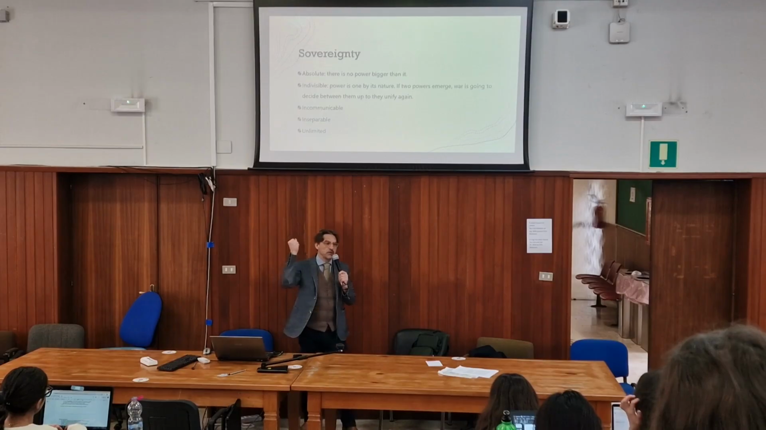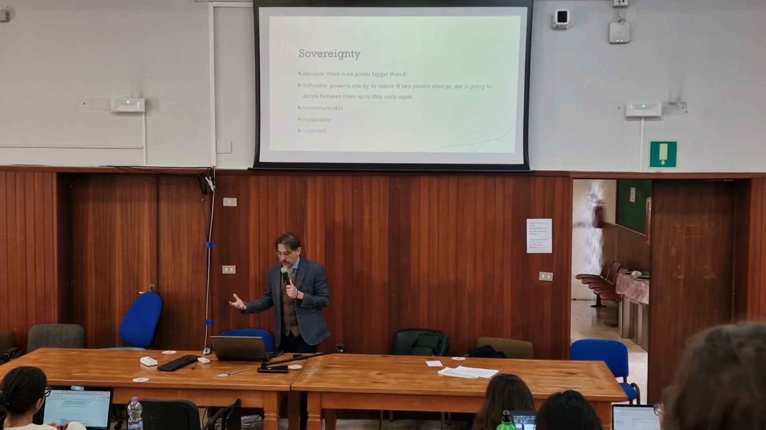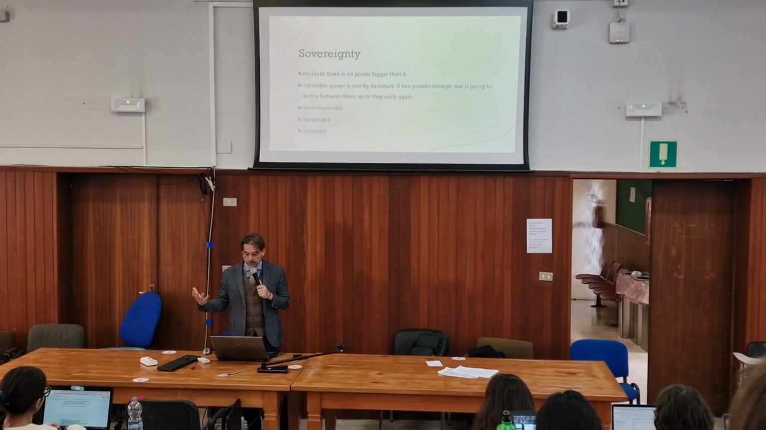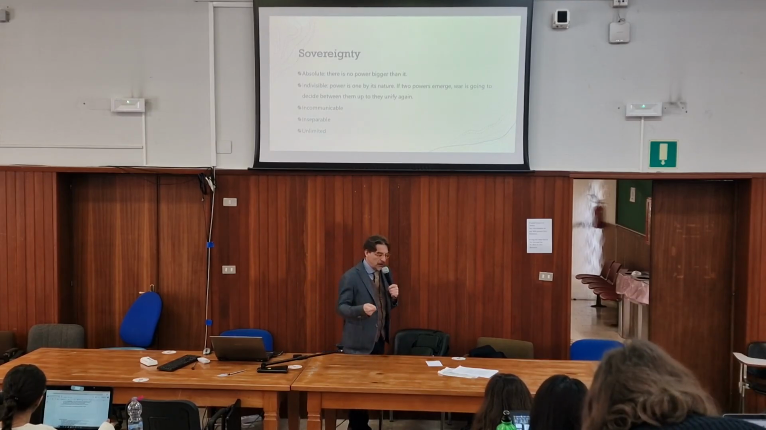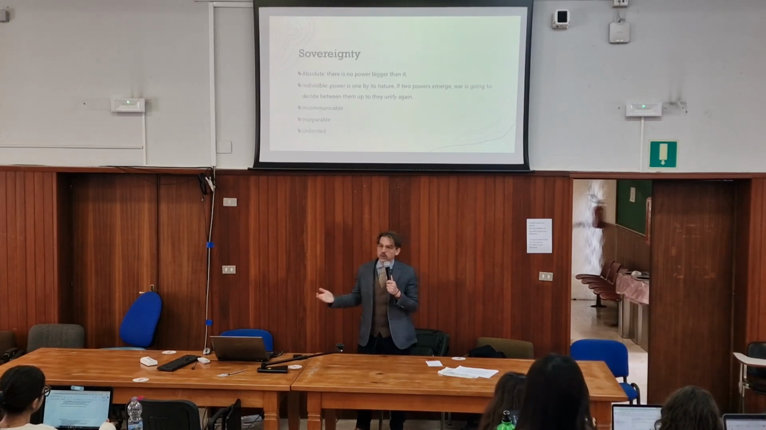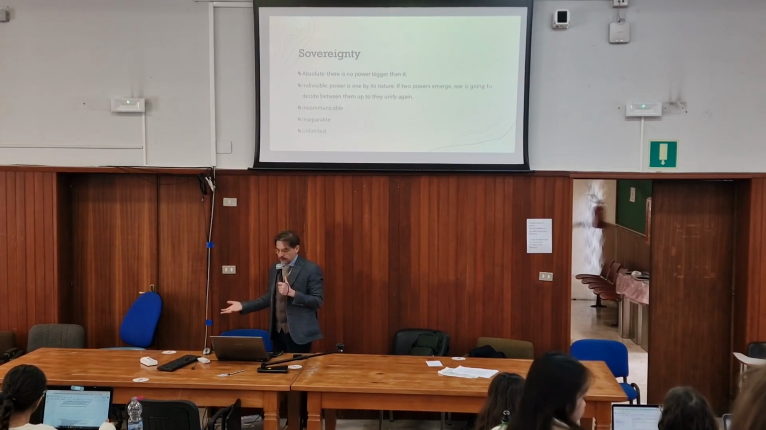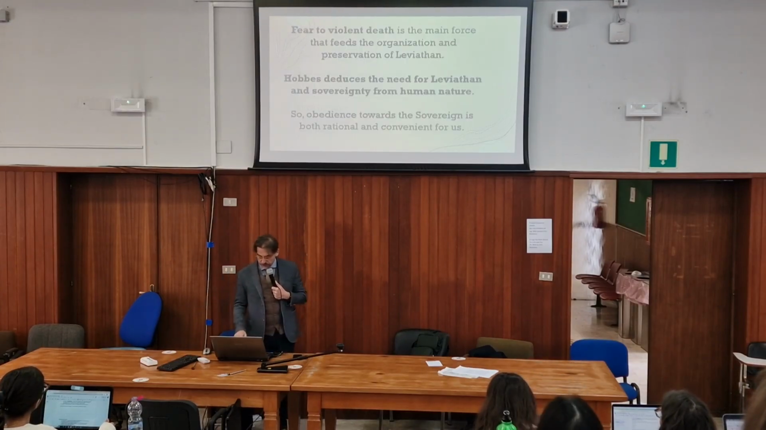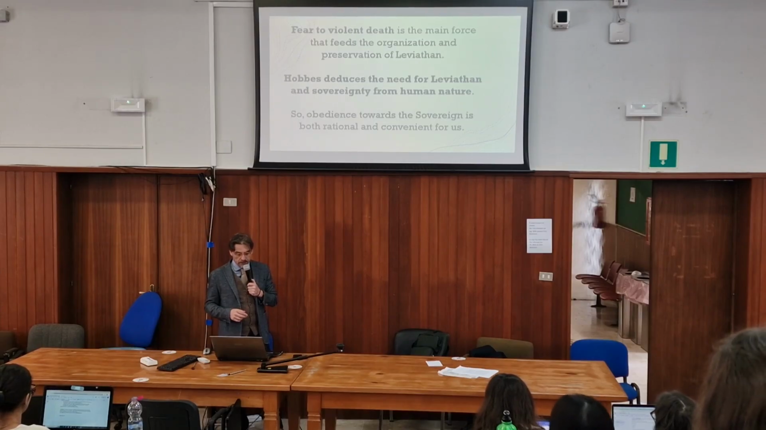The people want to establish a super powerful sovereignty, but still this power comes from the people, who want to establish sovereignty because they're all equal among them. They're equal in the sense that they can kill each other, they can beat each other, because in the state of nature you cannot be sure, never. Everybody can kill you in any moment. So fear of violent death is the main force that feeds the organization and preservation of Leviathan. So human nature is bad.